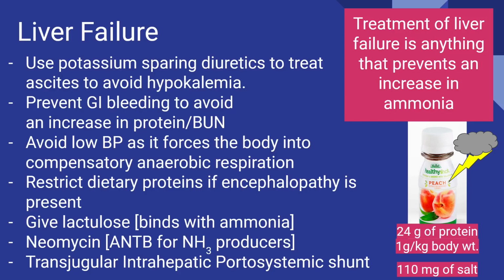And then if we want to improve our patients' encephalopathy, we can give lactulose to bind with that ammonia. We can give neomycin as an antibiotic to destroy those ammonia-producing bacteria. And then sometimes, like we talked about, they'll do that transjugular intrahepatic portal system shunt, so that TIPS procedure, to bypass the liver if it's significant enough.